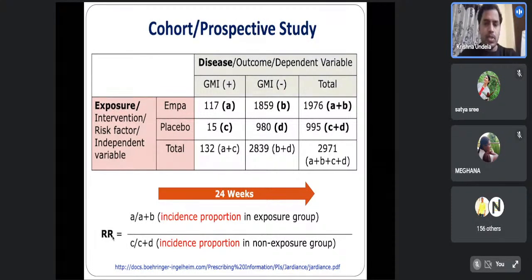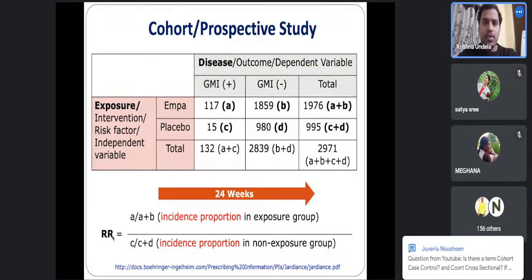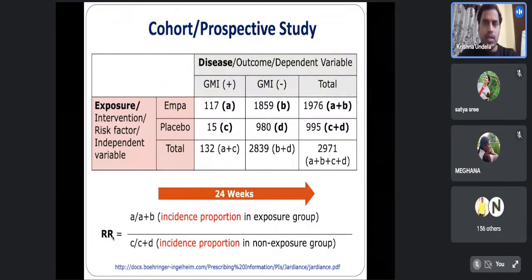One point I'll tell you, just remember throughout your life: for a cohort study or a prospective study, we calculate either the relative risk or the hazard ratio, and mostly relative risk when you have numbers like this. For a case control study or retrospective study, we calculate the odds ratio. So we calculate the relative risk because it's a cohort study, a prospective study.